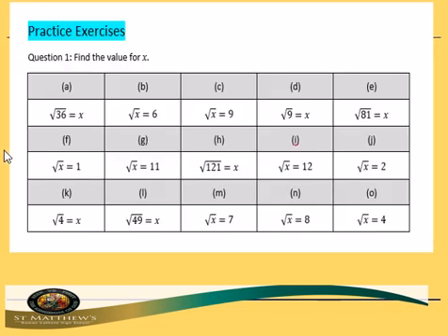So for the last set of questions for the lesson, there's 15 questions there, all on square roots. You're finding the value of x. So x is a missing number. On each of these questions, I want you to tell me what x is. Write it in your books, please. Pause the video here and work through those questions for as long as you need. We'll go through the answers afterwards.